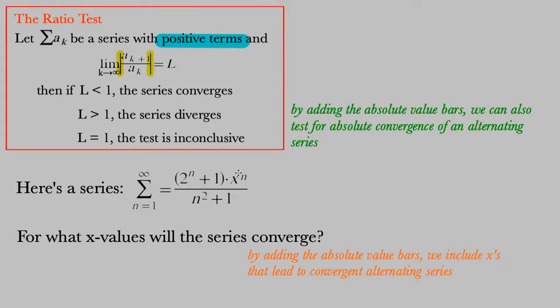2 to the n plus 1 times x to the n divided by n squared plus 1, and the sum from 1 to infinity. But what's different about this series than others that we've seen is there's a variable in there. And so the question now becomes, for what values of x will this series converge? And that's a different twist on the ratio test question. So by adding in the absolute value bars now, we're going to include x's that would lead us to convergent alternating series. So if x were negative, then we're going to get a negative to the n power, and it's going to flip back and forth and become an alternating series. So let's take a look at this problem and attempt to solve it.